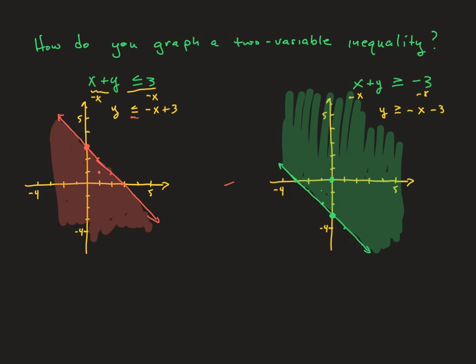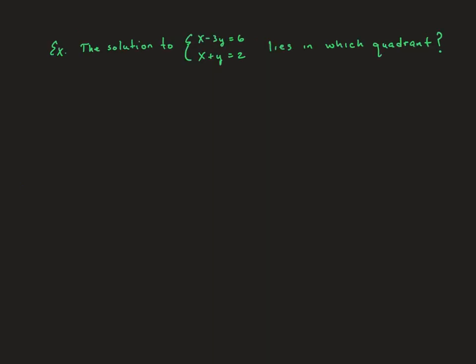Remember that you are going to... so let's look here. The solution to this system lies in which quadrant? Well, when we're dealing with a quadrant, we have to remember it's going to be my graph. So right here, 1, 2, 3, 4, those are my quadrants.